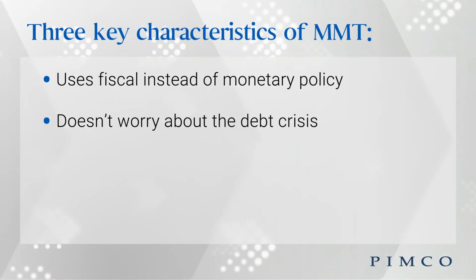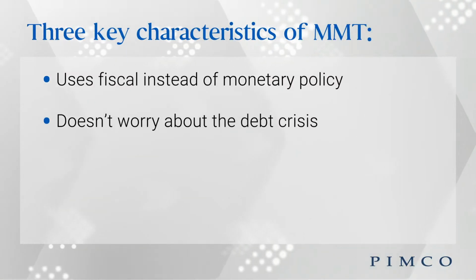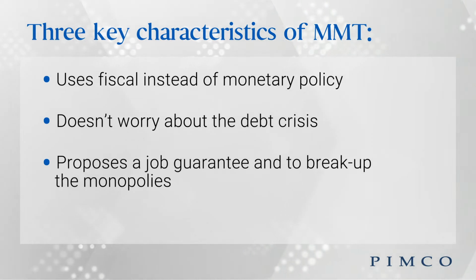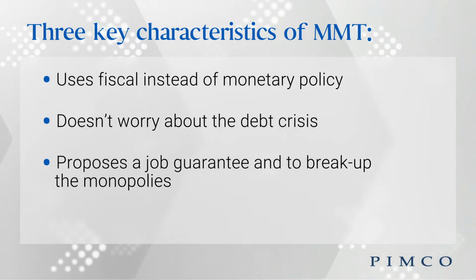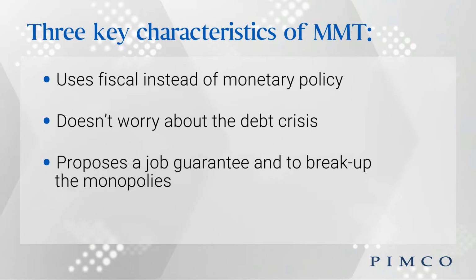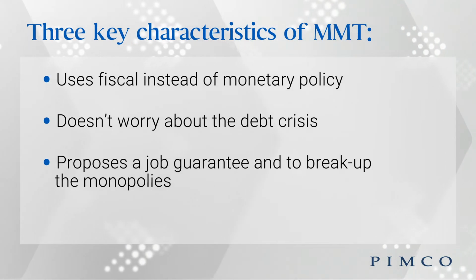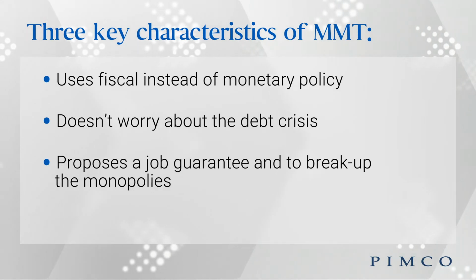And then thirdly, there are a few other elements to MMT. They want a job guarantee for people, with the government issuing a job guarantee during downturns. And there's also a proposal to break up monopolies in order to keep inflation low. So these are the key propositions.